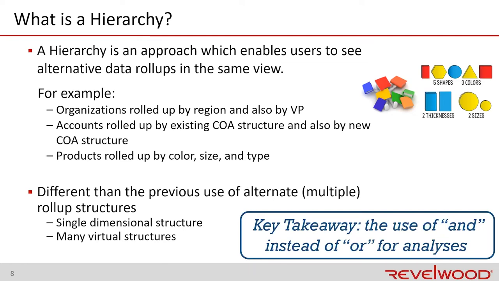So the point is, if you wanted to see a grid where you had all the different types down the rows and the colors across the columns, you're able to do that with the new hierarchy feature. You could not do that in the old world.